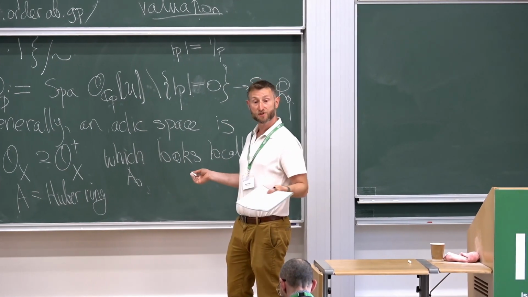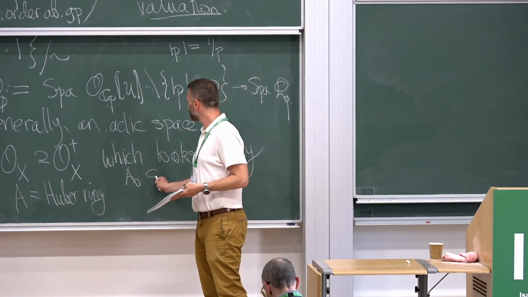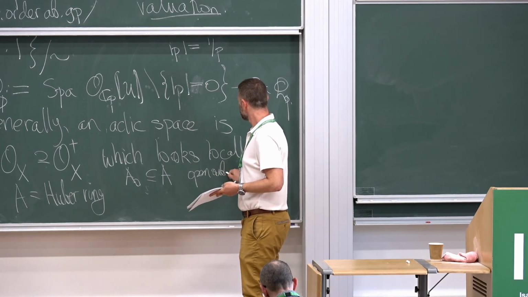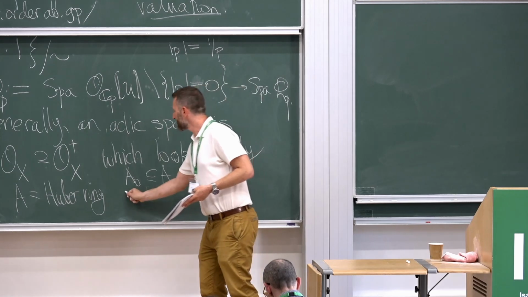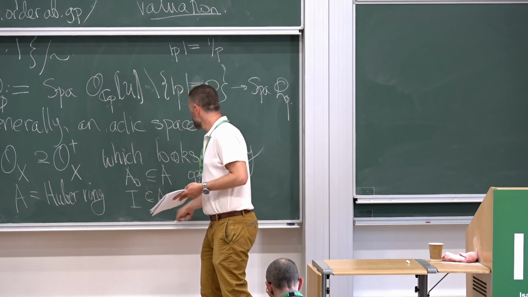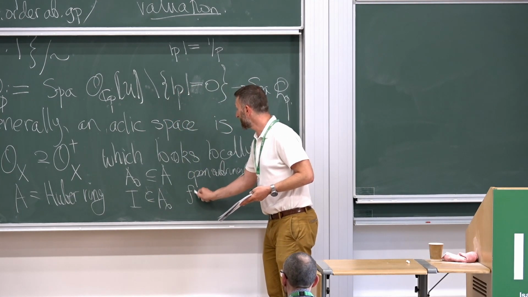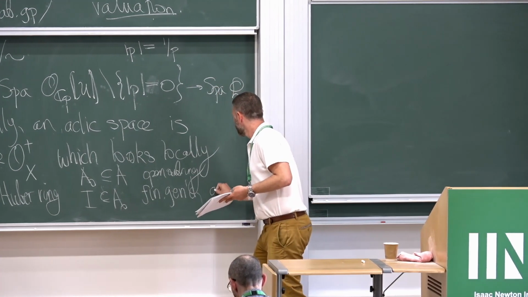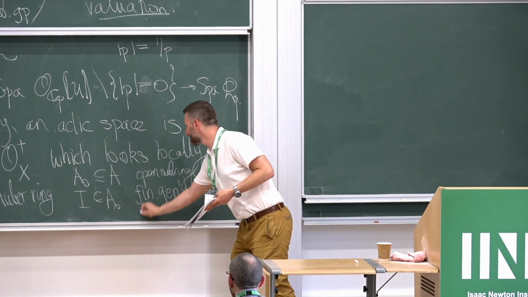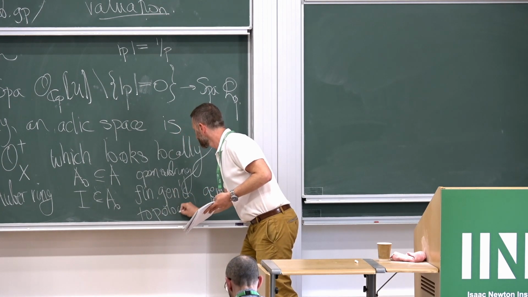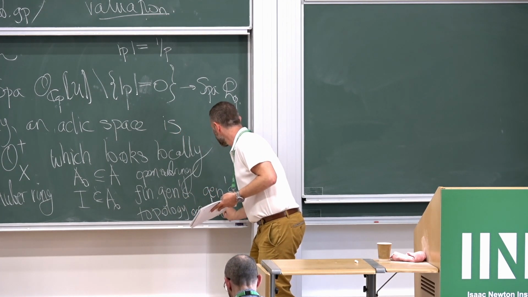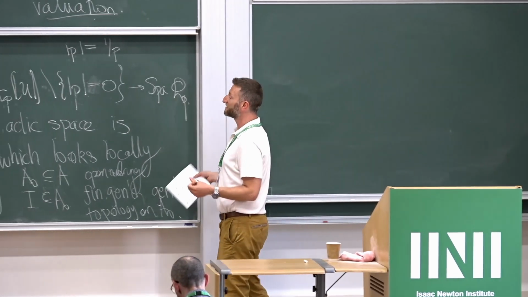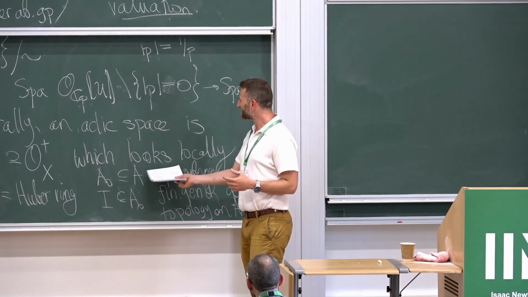So when is a topological ring a Huber ring? It's got to have this property. There's a subring that's open, and an ideal inside of the subring that generates the topology, and that ideal is finitely generated. So it's finitely generated, and it generates the topology on A0.